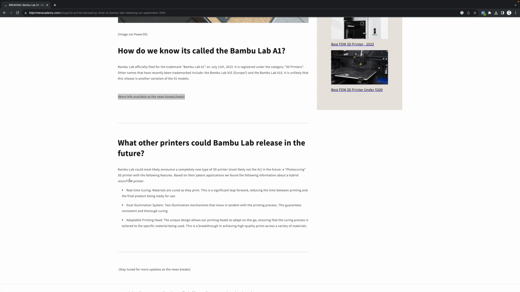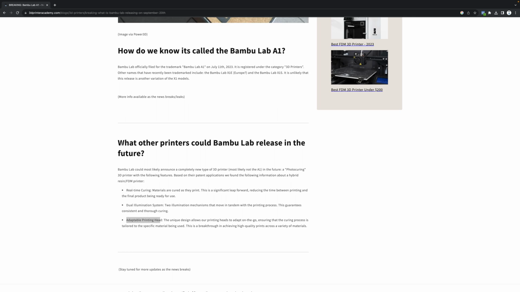But there's also another really interesting thing that I found. This is separate from the new release on the 20th of September. There's a new type of 3D printer that Bambu Lab is coming up with, and it's a photo curing 3D printer. So you kind of think about it as a hybrid between a resin and an FDM 3D printer. So it moves like an FDM 3D printer with an extruder, but instead of extruding plastic, it extrudes resin and cures it instantly. So it's real-time curing, and something about some dual illumination system. I have no idea what this means, but apparently they're able to get the resin or whatever material they're using to cure really fast, and it has a different adaptable printhead.